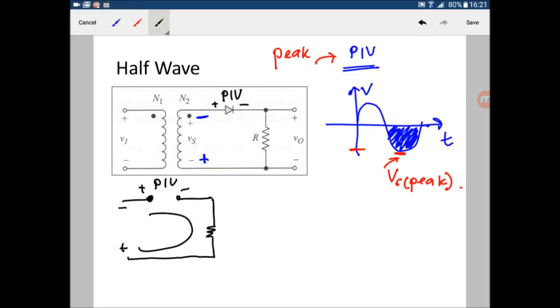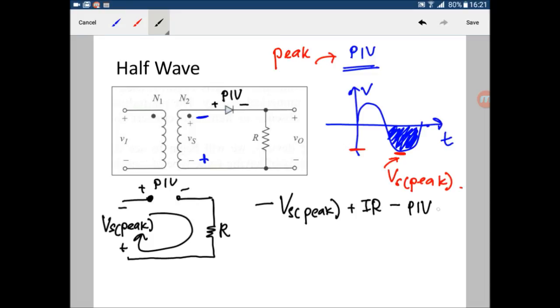So if I do a KVL over here, it's the resistance, it will be minus. So here will be Vs peak, right? Because it's the maximum value of the reverse bias voltage. So it will be Vs peak, then plus IR, then minus PIV equals 0.